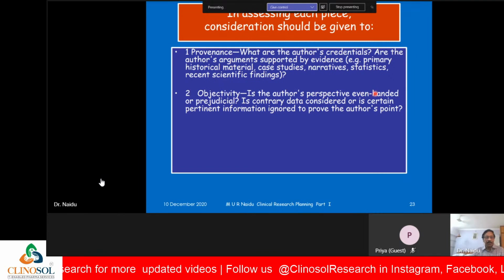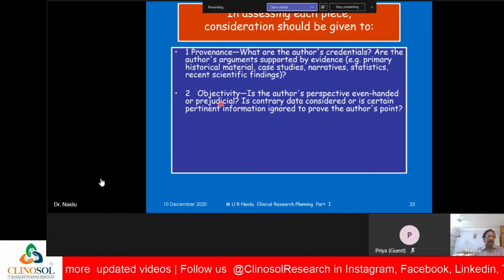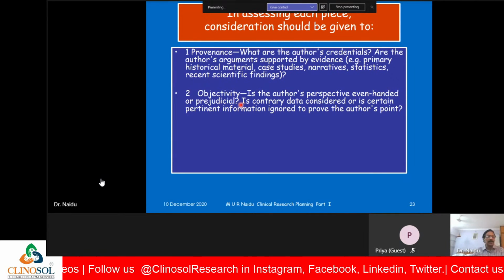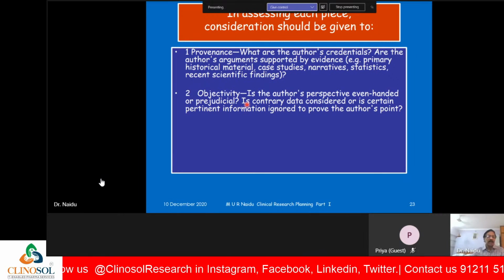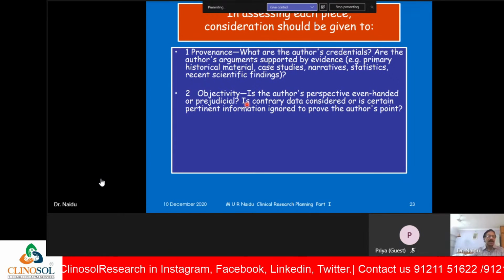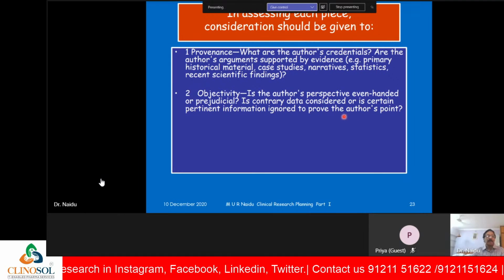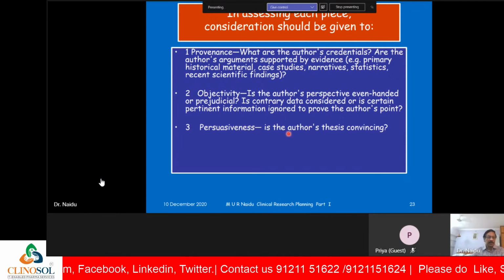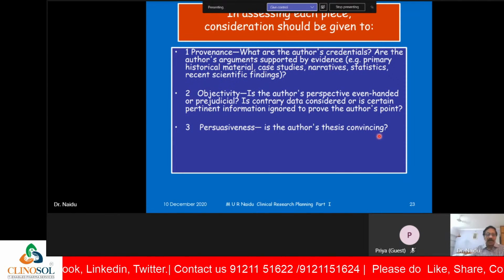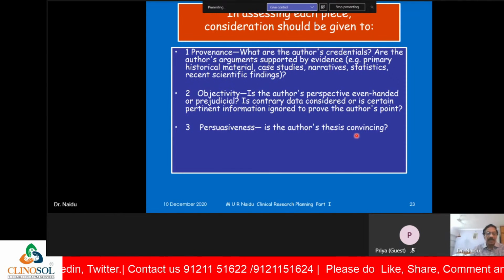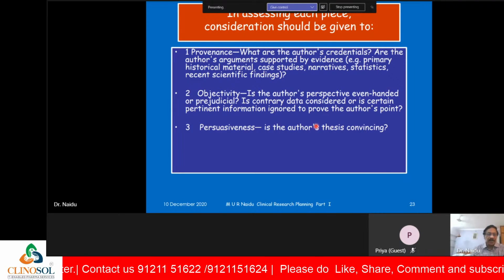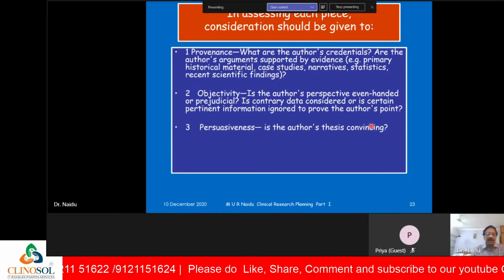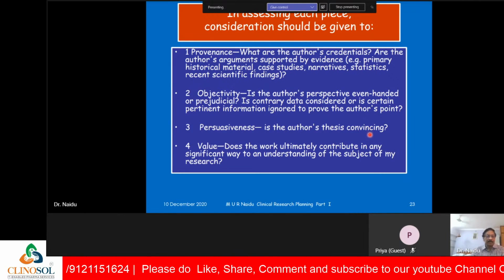Is the author's perspective even handled? He might have done something, and he might have ignored a lot of contrary data, which he has rectified and quantified. So you should be careful of that. Then persuade: if the author is really convincing, you have got that thesis, you should see whether, with whatever the author has given, you are convinced or not. It is very important for you to understand.